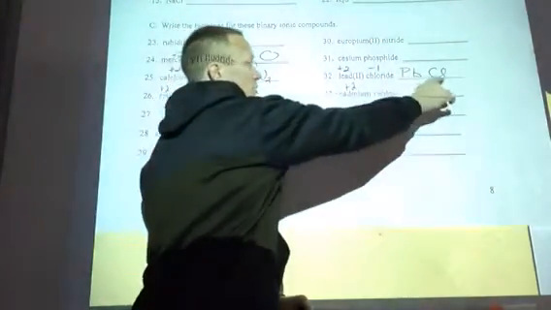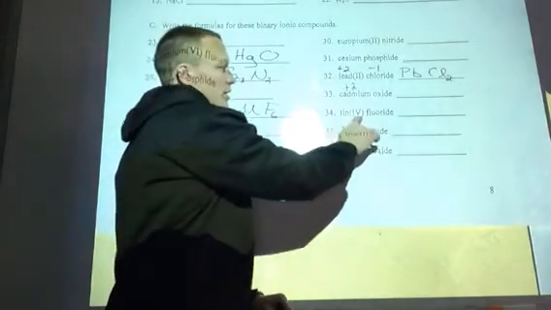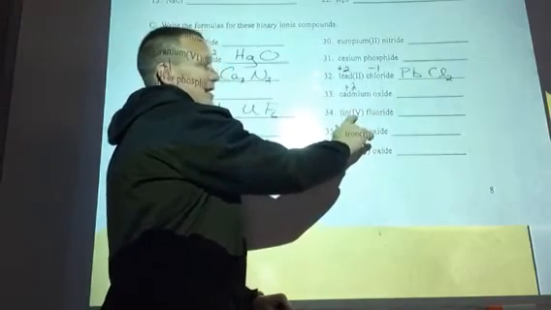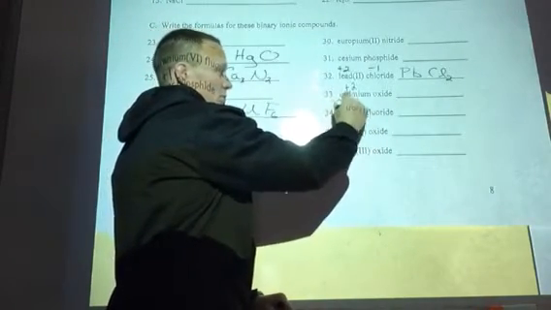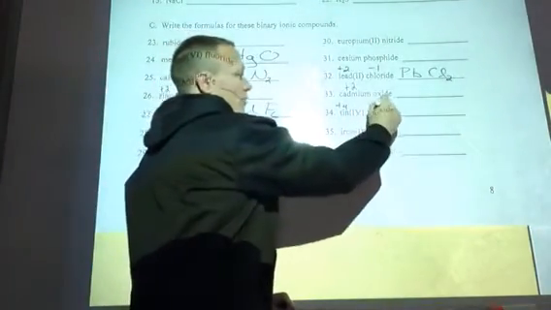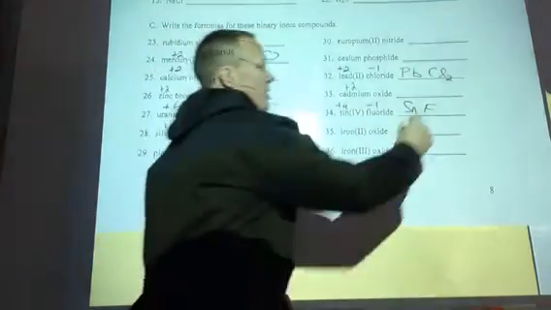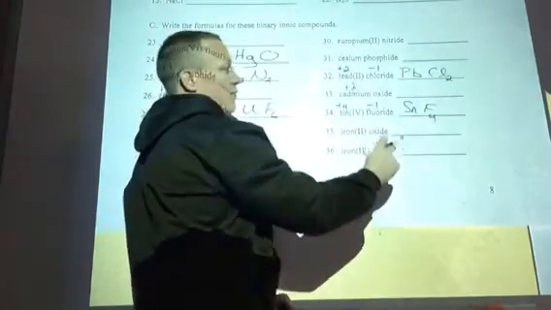Lead is a plus 2. This is only a negative 1, so we need a couple of those to equal out the charges. I'll go down here. Tin, 4 fluorides. That means tin in this case is a 4 charge, positive 4. First element's always positive. Second element always negative. Fluorine's negative 1. So we need 4 fluorines to get a negative 4, and 1 tin is a positive 4.